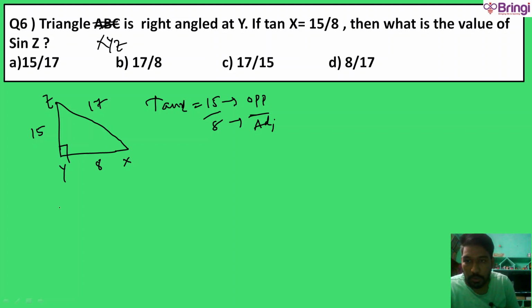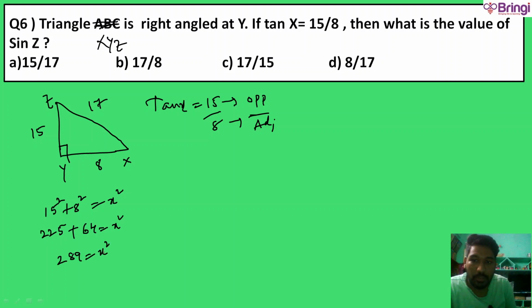But if you are a new student, how to write? 15 square plus 8 square is equal to x square. 15 square value is 225 and 8 square value is 64, equal to x square. Both addition, 289 is equal to x square. X is equal to square root of 289. It is going to be 17. Okay? This is how we got 17.